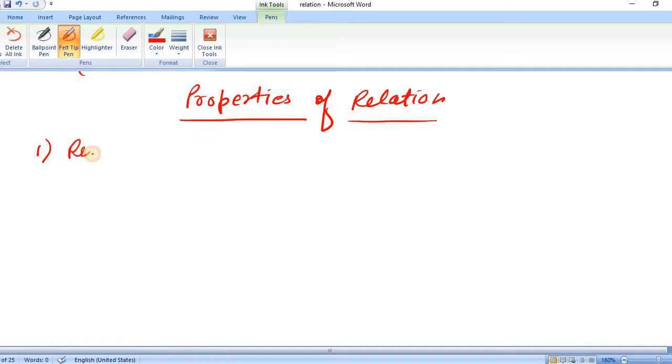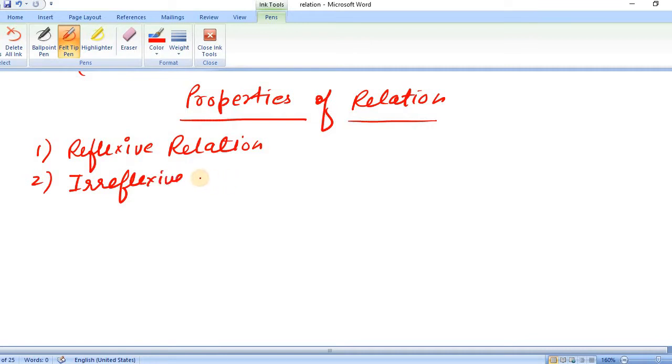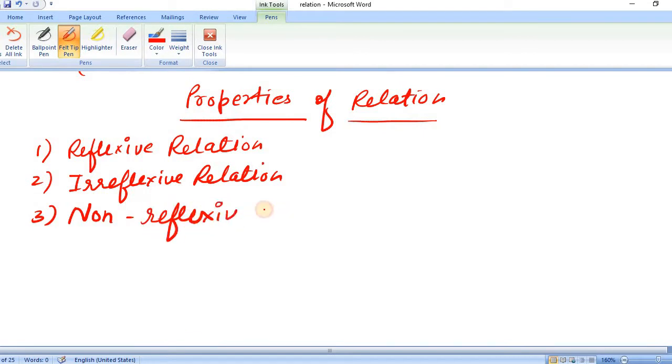So the property number one is reflexive relation. Then we have irreflexive relation. This is property number two. Then third we have non-reflexive relation. This is the property number three.